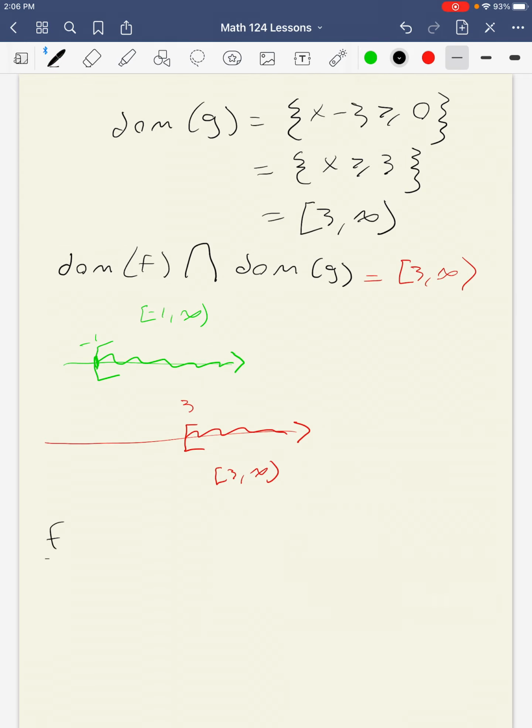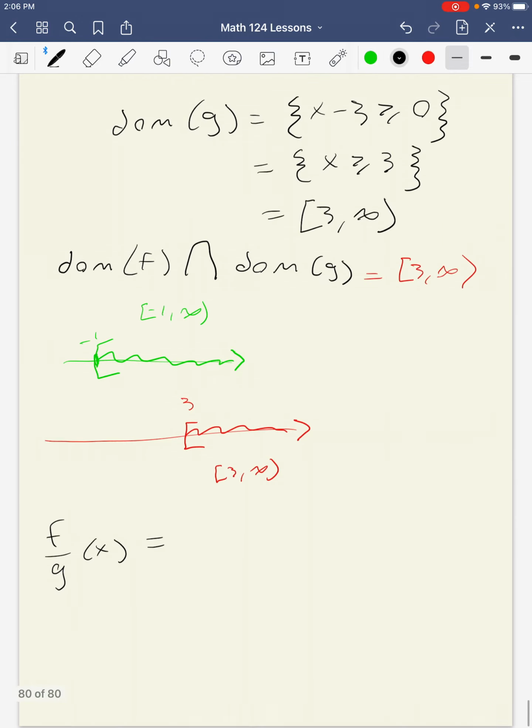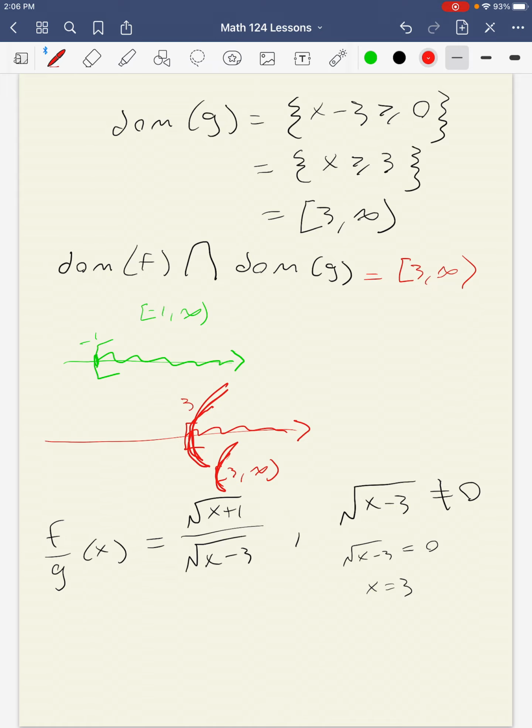So if we did f over g of x now, we do f on top, which was square root of x plus 1, g on bottom. And now we also have an extra condition that the bottom cannot equal 0. So when does the bottom equal 0? This only equals 0 when x is 3. If we plugged in a 3, this would equal 0. So we are not going to allow the number 3 anymore, because that would make the bottom 0.